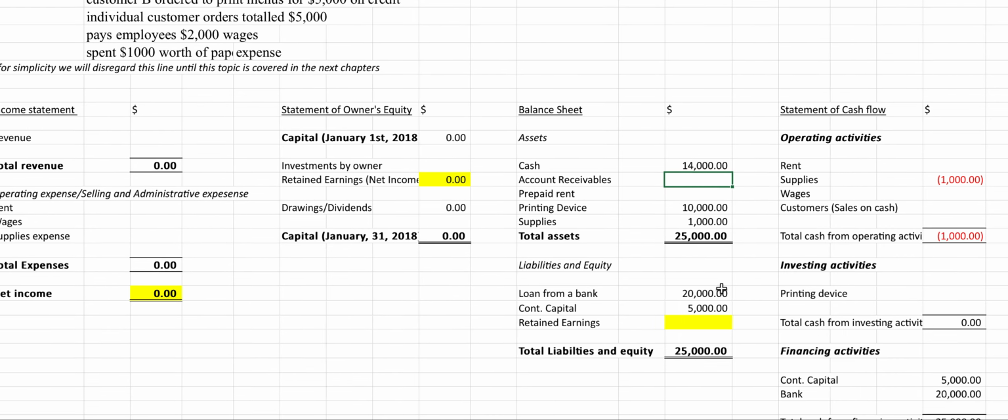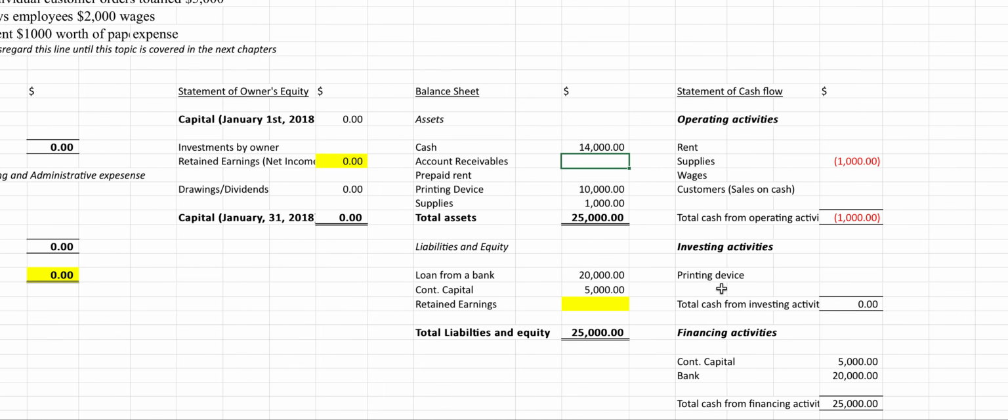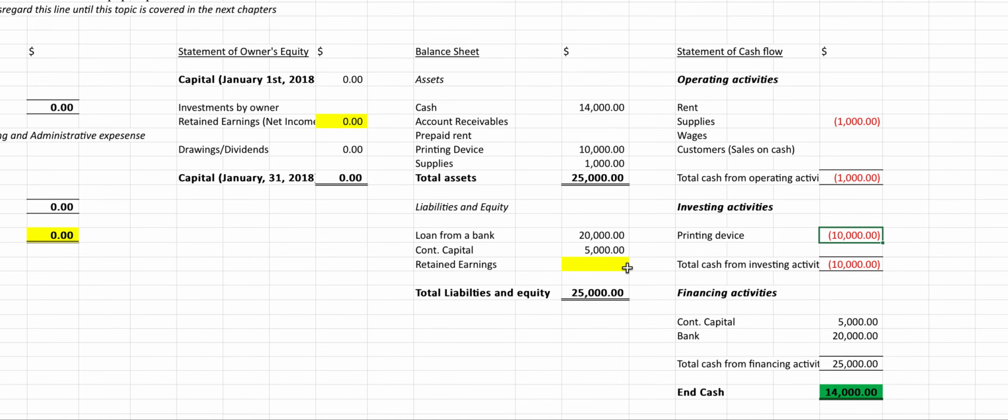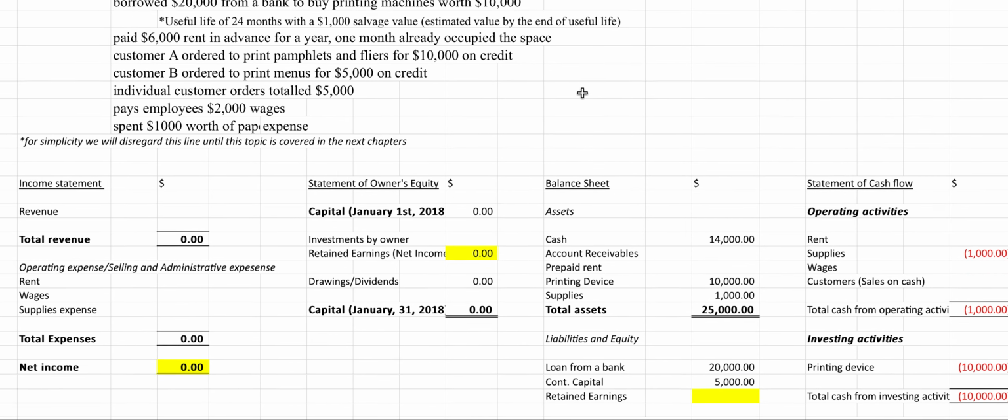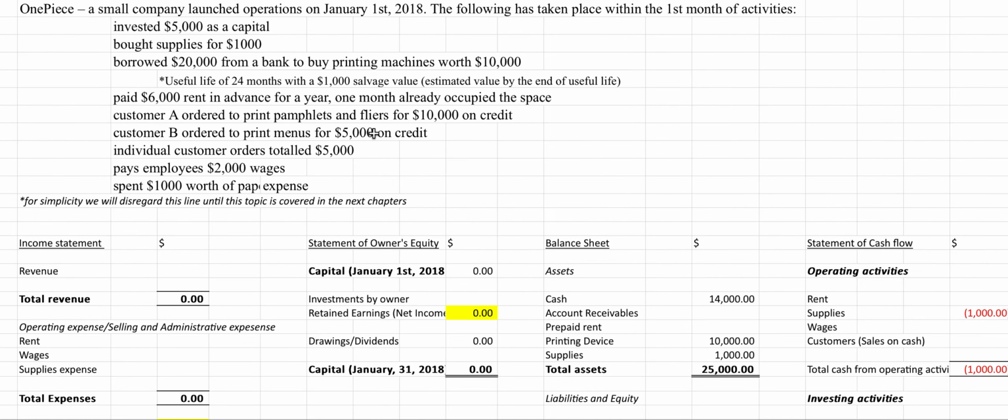Because this transaction involves cash, again, we can look into the statement of cash flow. We have an outflow of cash, and purchasing a printing device is a long-term asset. That's an investing activity, and therefore we're going to have an outflow of 10,000 because the money is out. We spent money on this device, so it is recorded in the investing activities. If we look at the total cash in the statement of cash flow, it says 14,000. The cash balance in the balance sheet is also 14,000. So far, we have no other financial statements to be mentioned just yet.